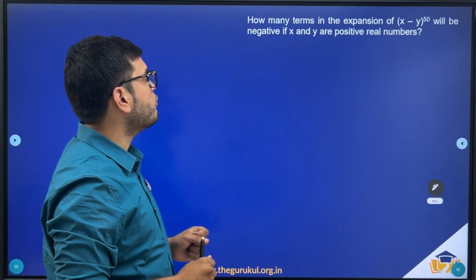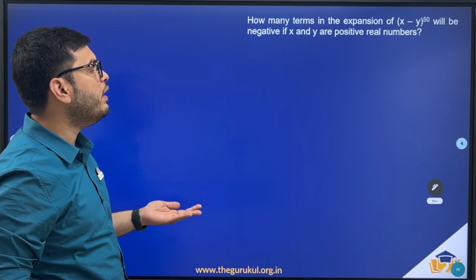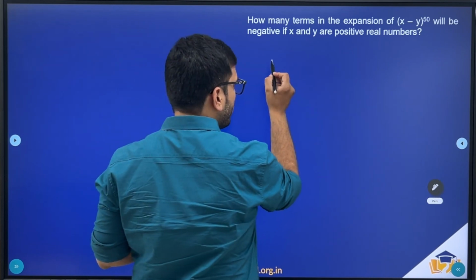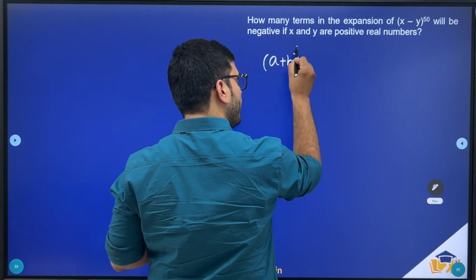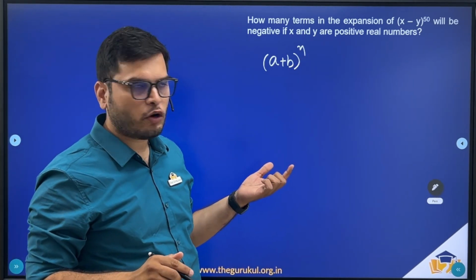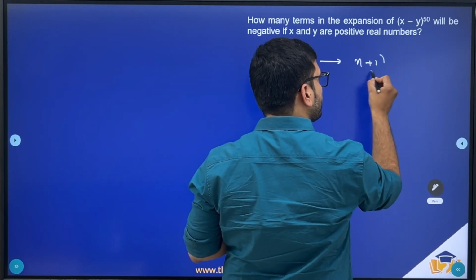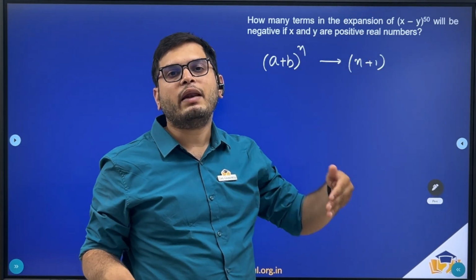Now coming to the first question, how many terms in the expansion of (x - y)^50 will be negative if x and y are positive real numbers? Now let me consider a binomial a + b. If you have (a + b)^n, how many terms will be there in the expansion of this binomial? There will be exactly n + 1 terms. In the expansion of any binomial raised to the power n, there will be n + 1 terms.